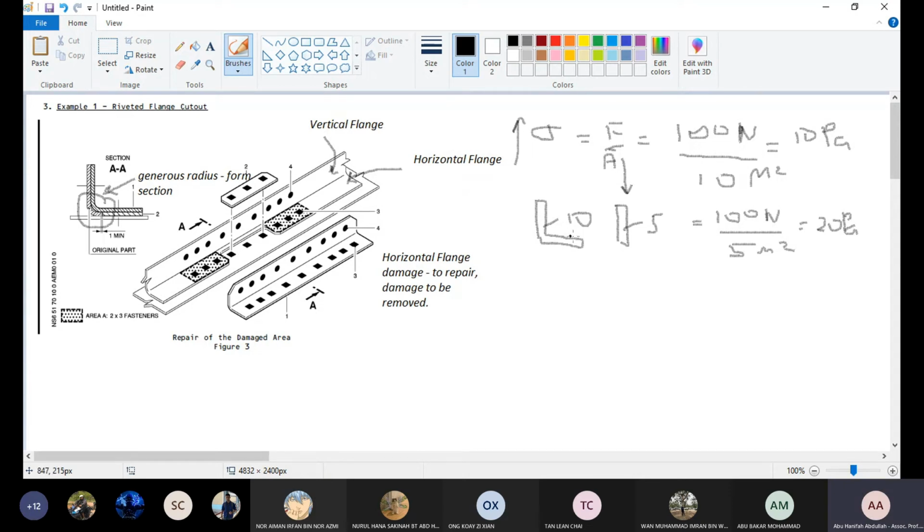You can see here. Initially, say that we have 10 meter square cross-sectional of the L angle. And you cut the horizontal flange. Now we are left with 5. You lost half. You can see the stress goes up twice. So as this one becomes low, this one will go high. So we can't live with it. It's not acceptable.